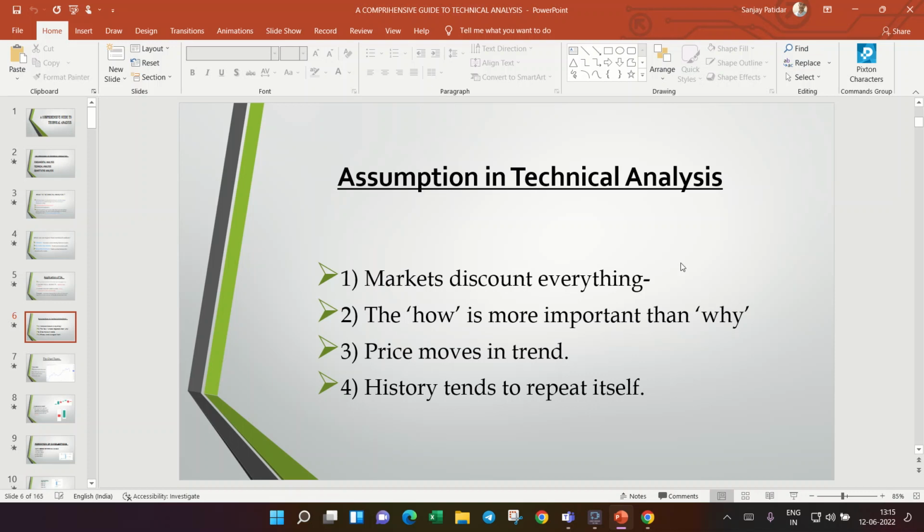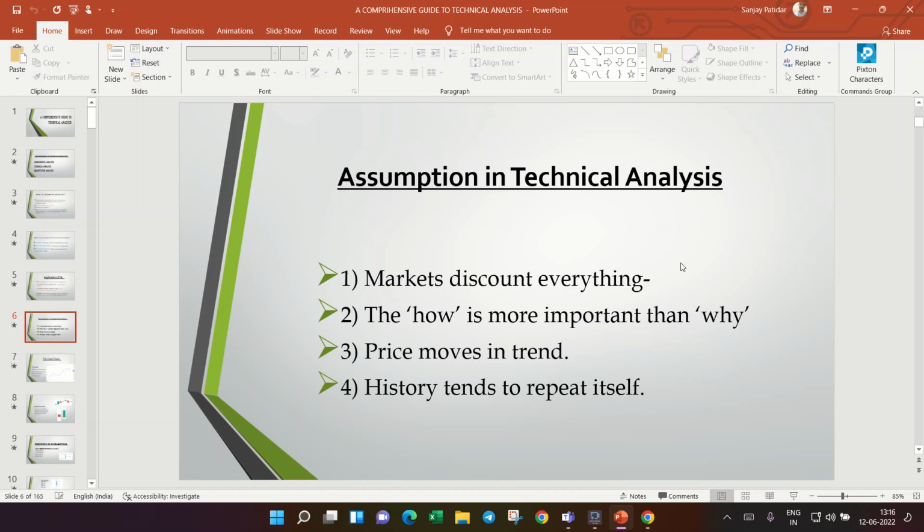on the news. And in technical analysis, how is more important than why. You do not need to know the reason behind why that market moved. You just need to know how that market moved, right? And the price moves in trend. Price does not move or fly in a single direction. They move in zigzag wave-like patterns.